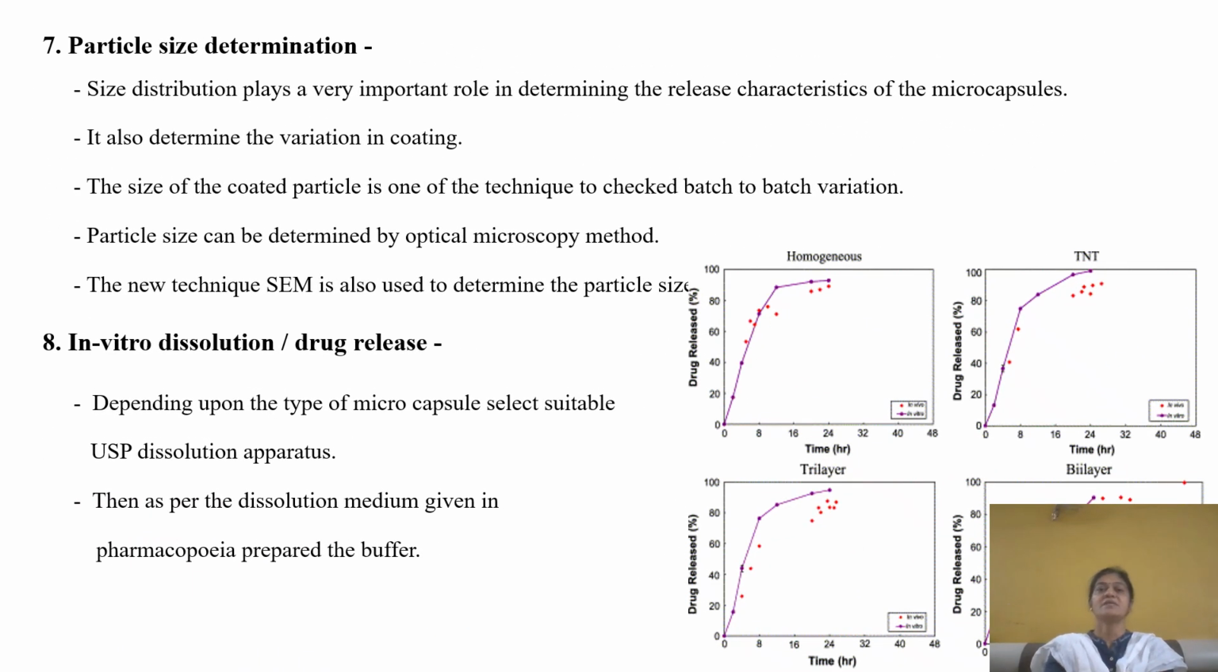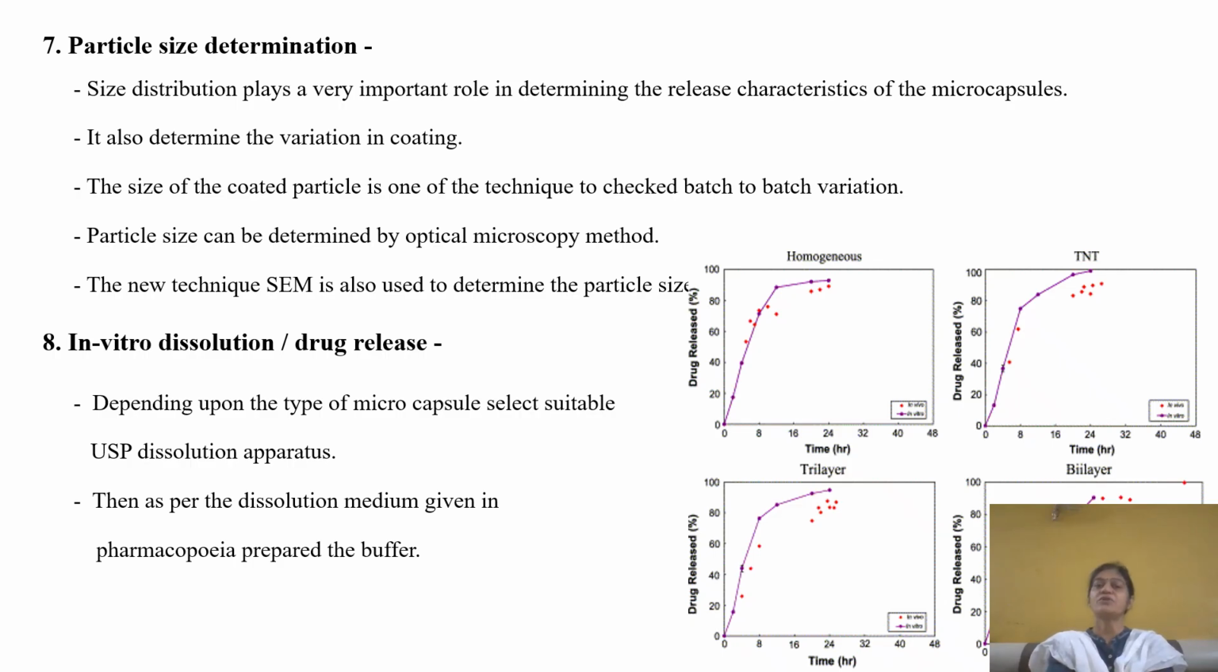Now particle size determination. Size distribution plays a very important role in determining the release characteristics of the microcapsule. It will determine the variation in the coating. The size of the coated particle is one technique to check batch to batch variation. Particle size, as we discussed, is determined with the help of optical microscopy, or the same technique can be utilized.